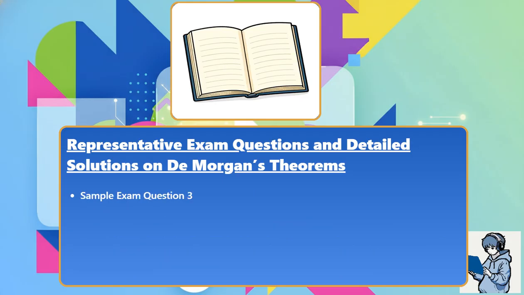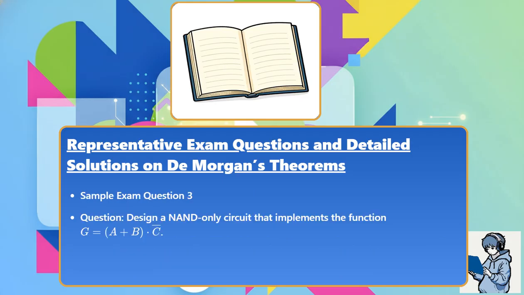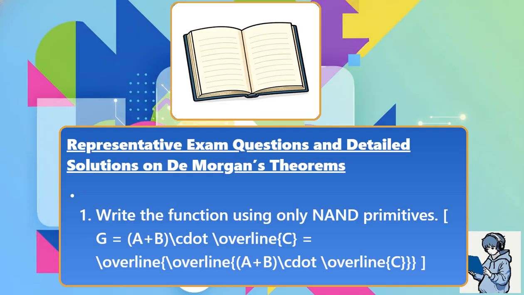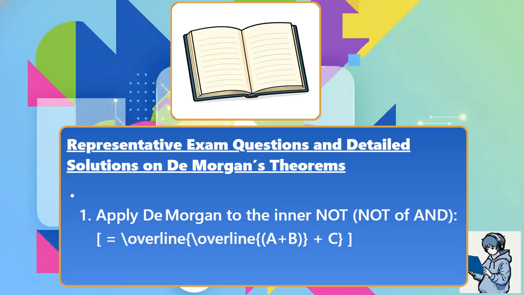Sample exam question 3. Question: design a NAND-only circuit that implements the function G equals (A + B) AND NOT C. Step 1. Write the function using only NAND primitives. G equals (A + B) AND NOT C, which equals NOT(NOT((A + B) AND NOT C)). Step 2. Apply De Morgan to the inner NOT of AND, which becomes NOT(A + B) + C.